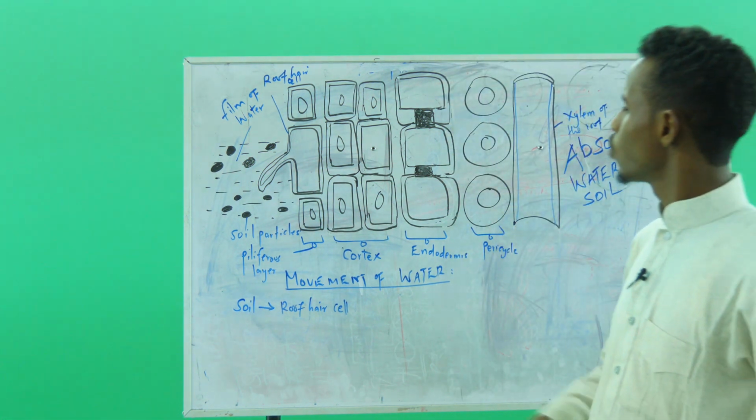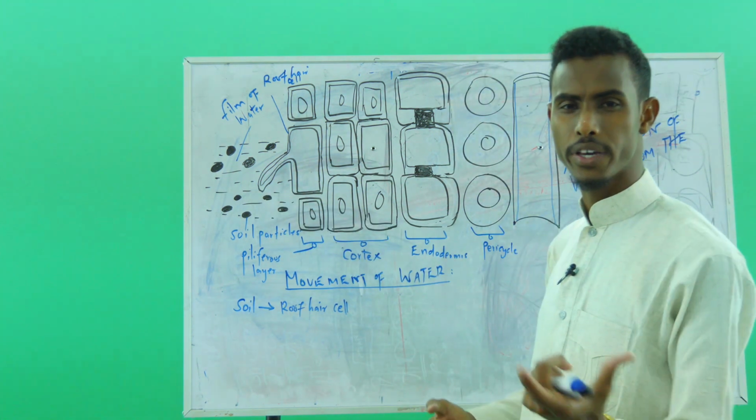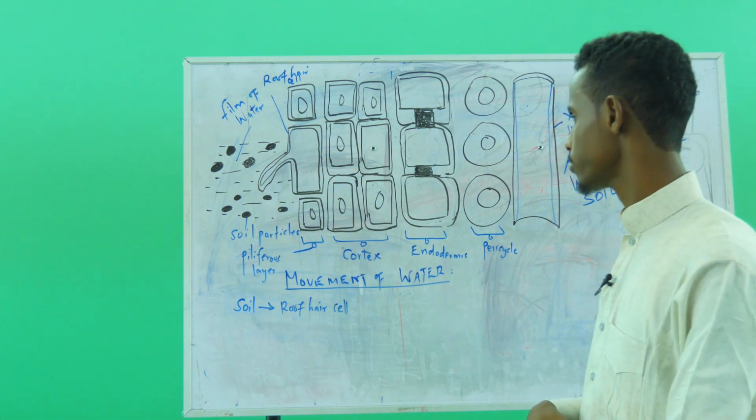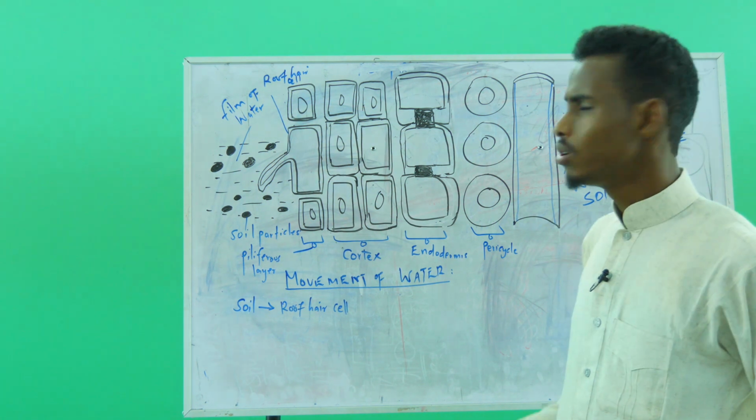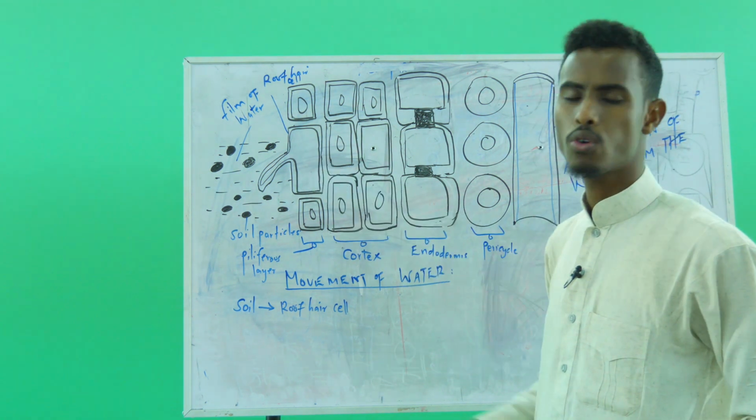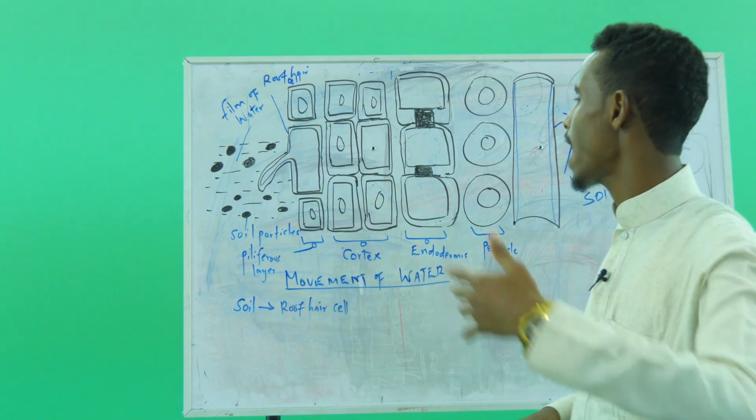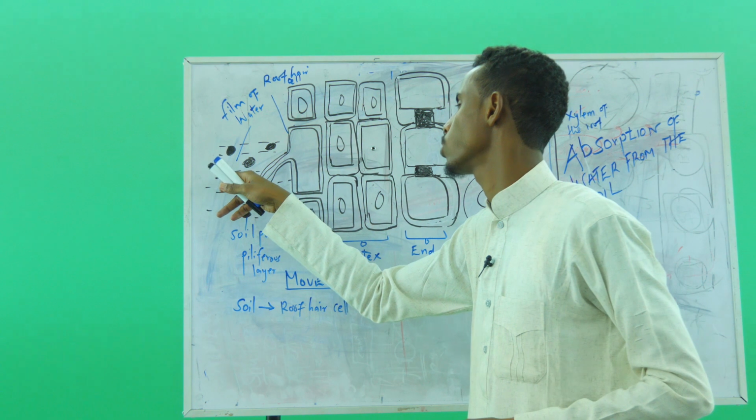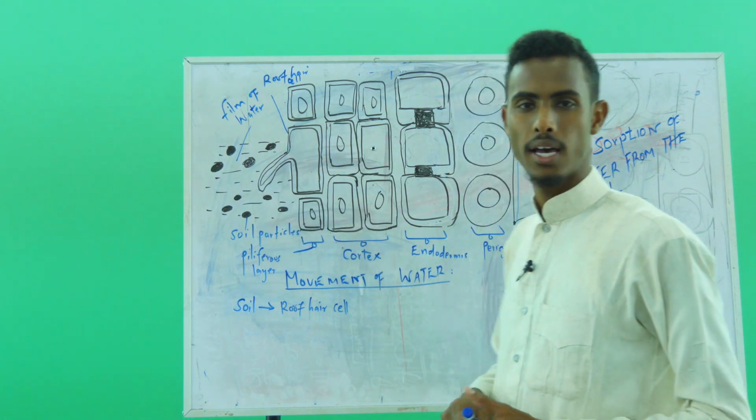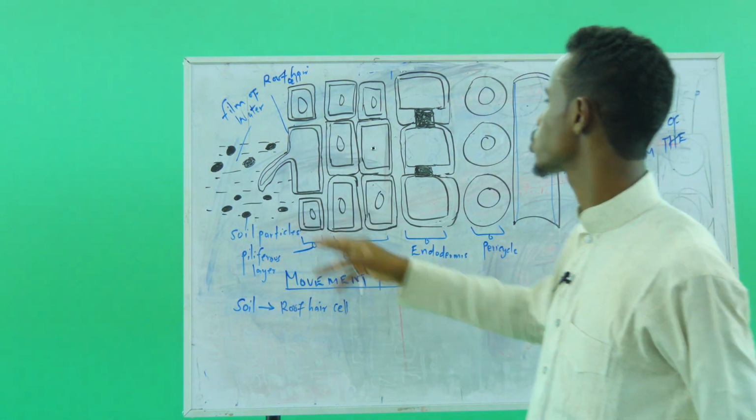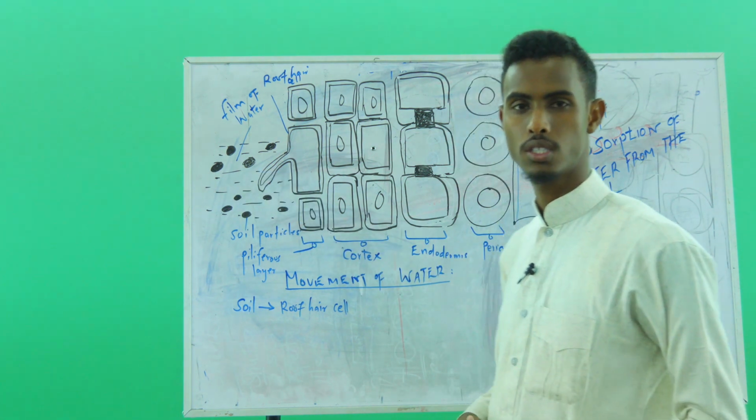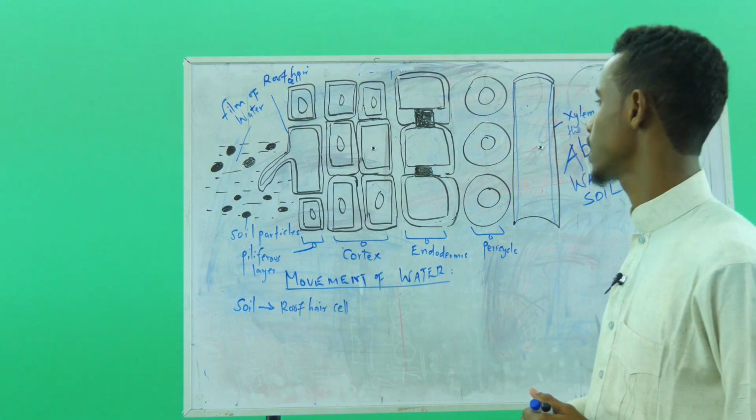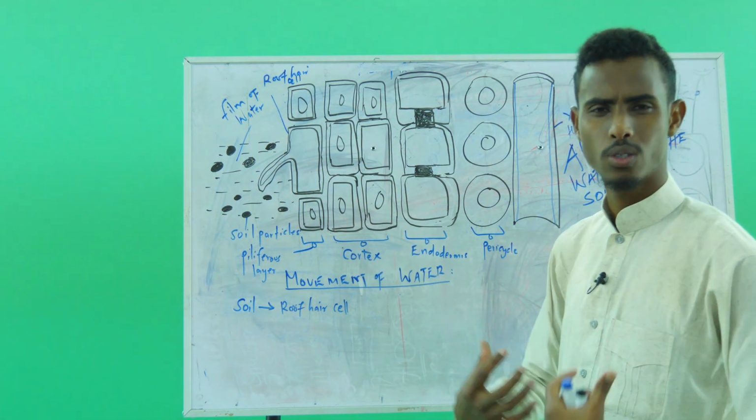Water exists as a thin film in between the soil particles. Therefore, the concentration of the root hair cell is higher as compared to the water particles in the soil. As such, water will be absorbed through the process of osmosis from the soil into the root hair cell.